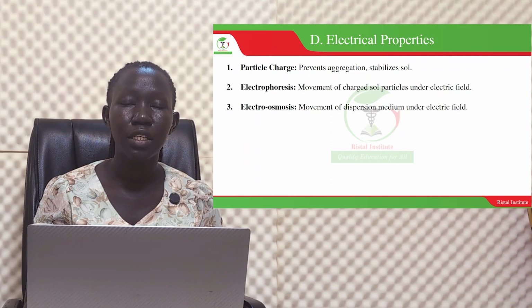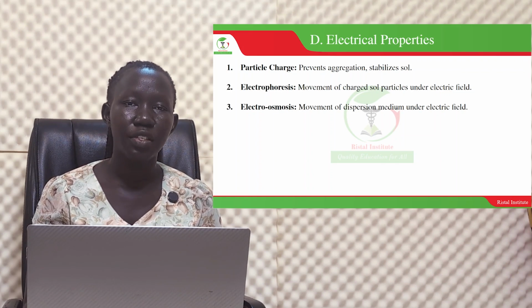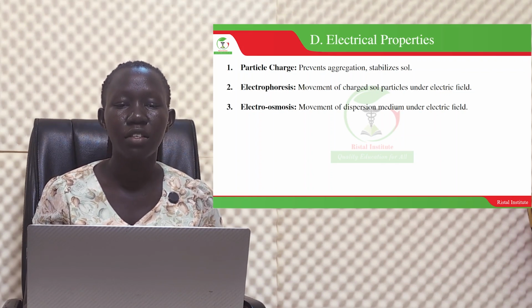The fourth property is the electrical properties, and one of these is the particle charge. This property prevents aggregation and hence stabilizes the sol. The other one is electrophoresis, the movement of charged sol particles under an electric field. And the third is electro-osmosis, the movement of the dispersion medium under an electric field.